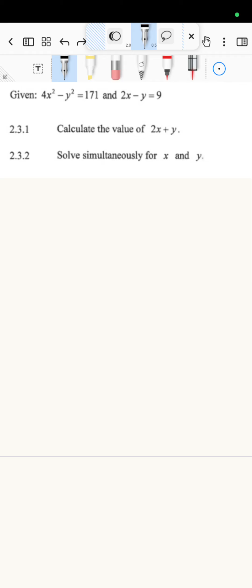Okay, back with some quick math. This is a simultaneous equation. This question comes from a grade 10 paper, I think. Okay, so we will just have a look at this one quickly.